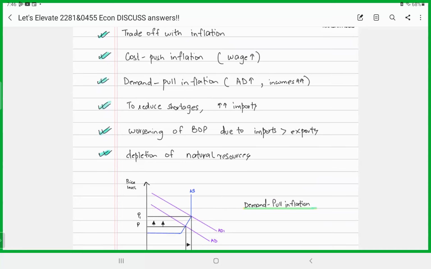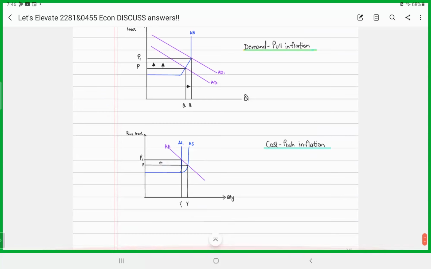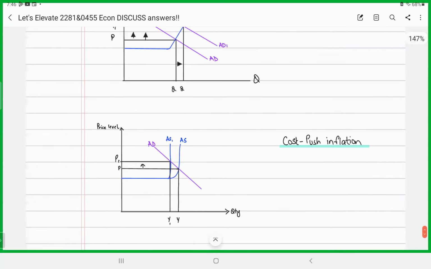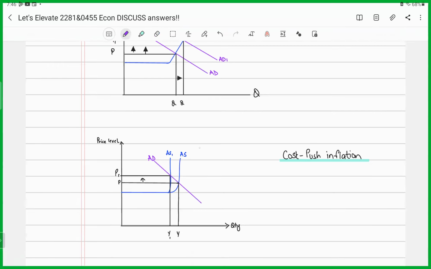Now, when you are talking about cost push inflation, you can also draw this diagram. You can show that initially AS was the aggregate supply curve and AD was the aggregate demand curve. Now, when the wages have increased, the cost of production has increased, so the aggregate supply curve has shifted inwards towards the left, from AS to AS1.